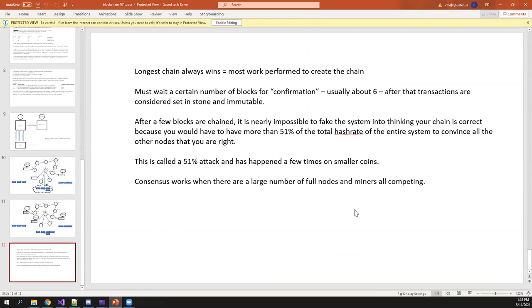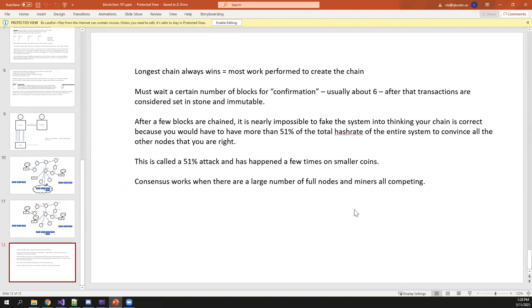It's also called most work performed, but it's basically the highest block number. Whichever chain has the highest block number, that's the one that everybody agrees on. Now, because of this forking, you sometimes have to wait a little bit to let things sort out. After about 6 blocks of confirmation, that's when it's pretty much set in stone.